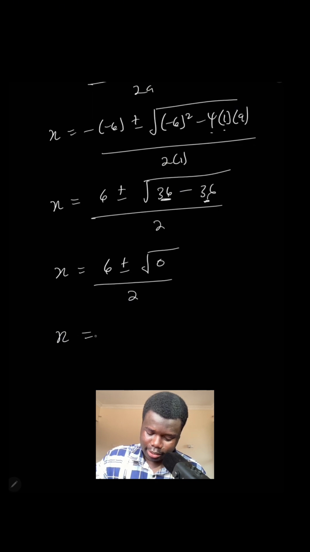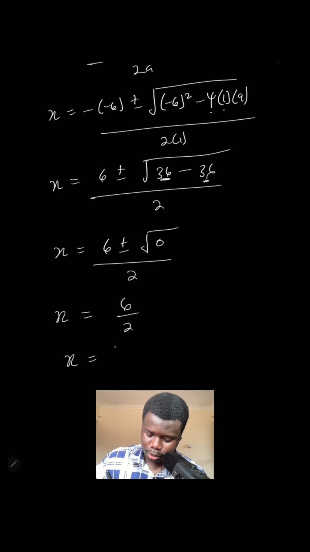Perfect. So now we have x equal to 6 plus or minus. Now we have 36 minus 36, which is 0. So square root of 0 over 2. Then what is the square root of 0? The square root of 0 is 0 because 0 times 0 is 0. So we're going to have 6 over 2, and x equals what? 3. So the value of x is 3.